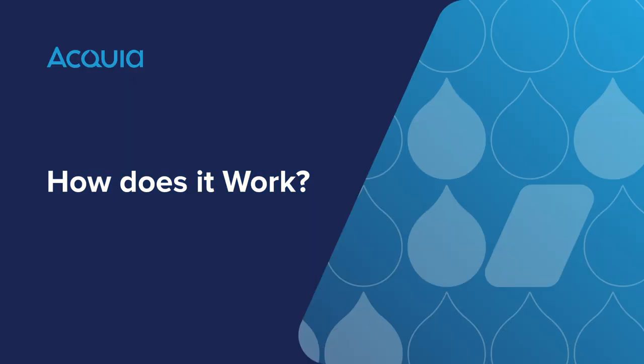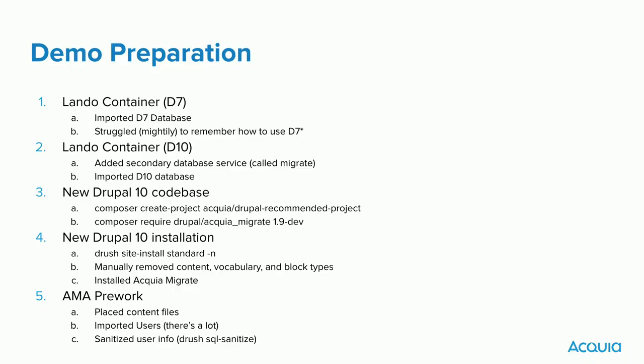So let's talk about how it actually works. I'm gonna do a live demo. I always hate smoke and mirrors in demos, so I like to be transparent with what I did to get ready for today. So on my machine, I happen to be running two Lando containers. The D10 container, I actually put the code out on GitHub. If you wanna pull it down and play with it, you're welcome to.